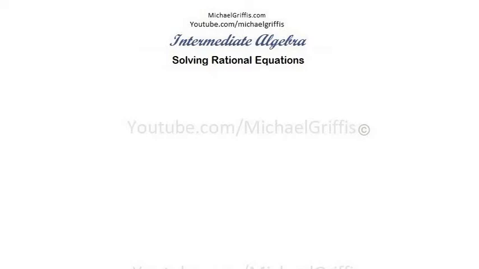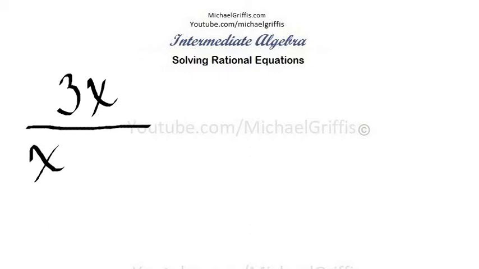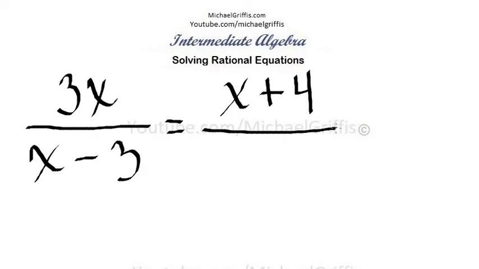Okay, we're solving equations that involve rational expressions. Let's look at this one here. We got 3x over x minus 3 is equal to x plus 4 over, let's see, 3 minus x.